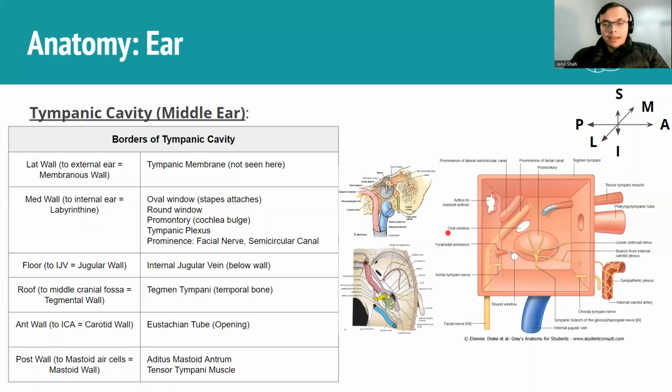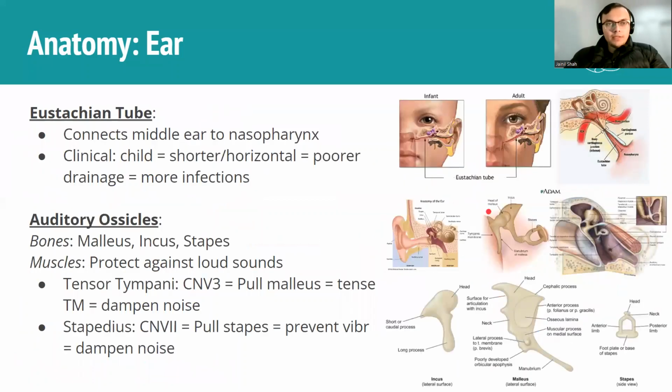Or better yet, have a look at your specimens, cadavers, and 3D models, and they should clarify how this all fits together. So that's your vessels and how they relate to the tympanic cavity. And next, we're going to move on to some easier bits of anatomy, which is the eustachian tube, or the nasopharyngeal tympanic tube. And that's connecting the middle ear to the nasopharynx.